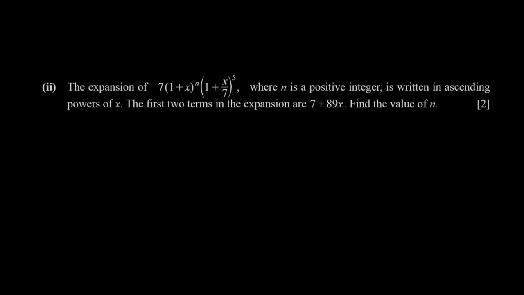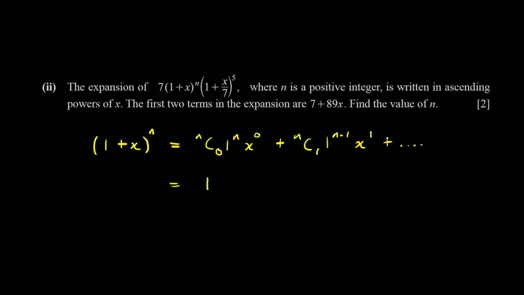So what we're going to do is firstly take the expansion of 1 plus x to the power of n, and find the first 2 terms of that. We do it in the same way. So we're going to get nc0, 1 to the power of n, x to the power of 0, plus nc1, 1 to the power of n minus 1, x to the power of 1. We've got other terms there as well, dot, dot, dot. But nc0 is 1, 1 to the power of n is 1, and x to the power of 0 is 1. So this term is just 1.